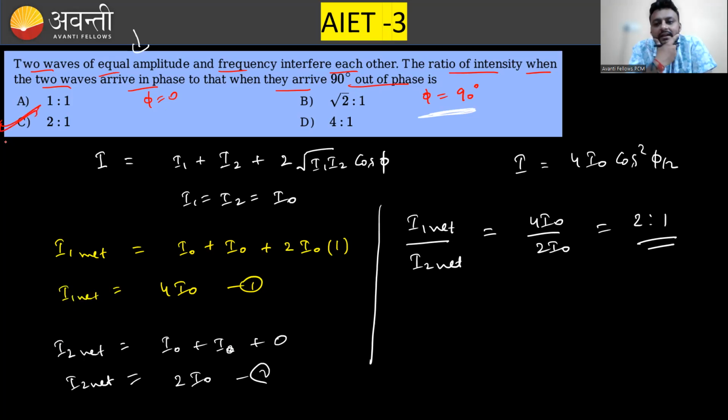Option C is correct. Is the concept clear to you? What you should do, you should remember this relation. And another thing is, if amplitude is same, then intensity will also be same, because intensity is directly proportional to amplitude square. The correct option is C.